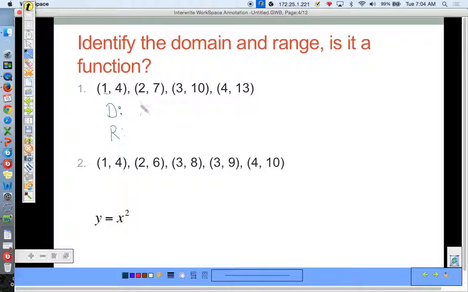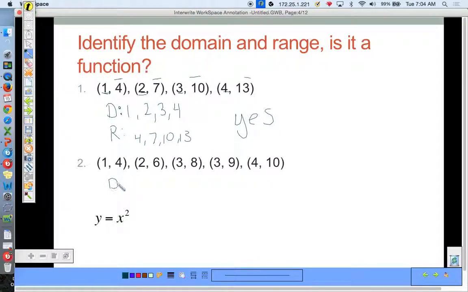Our domain, the x values, we've got 1, 2, 3, and 4. Our range would be those y values: 4, 7, 10, and 13. Well, is it a function? We could graph it, or we could just look. All of our inputs are different, so we won't have any repeating outputs, so yes, it is a function.